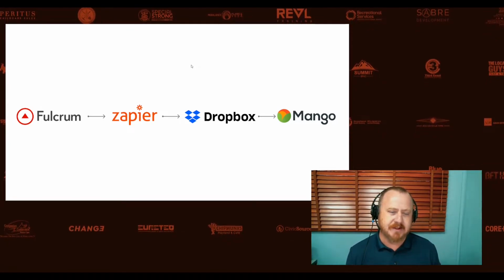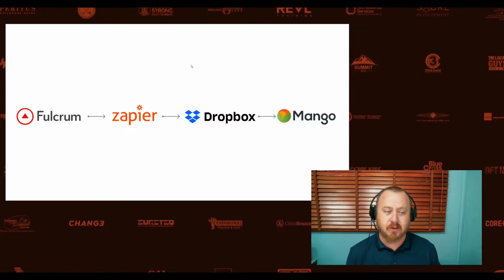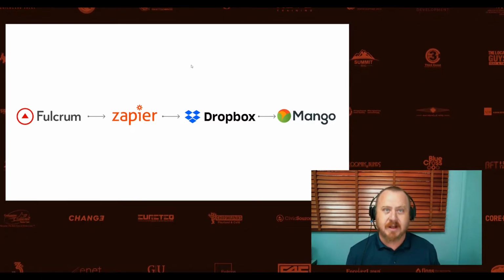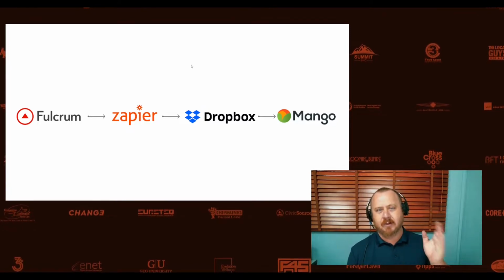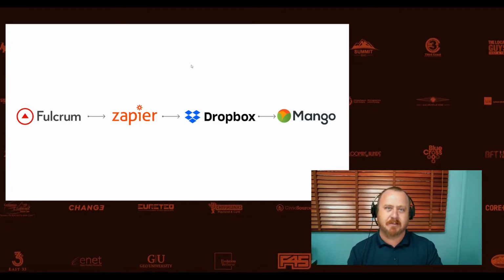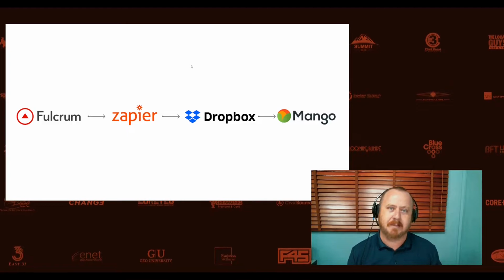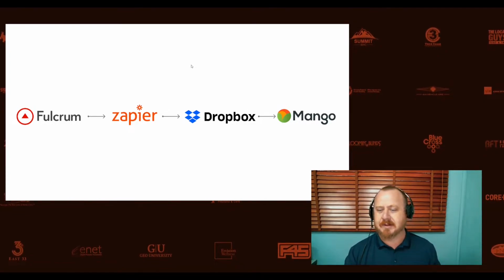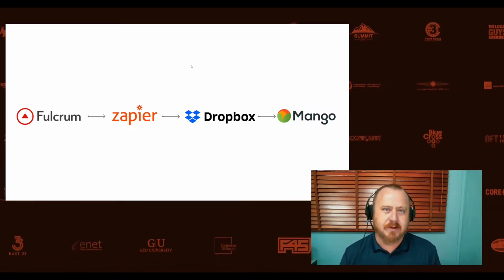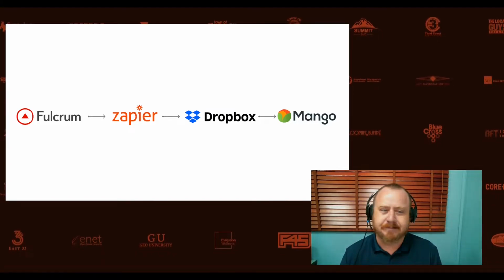So Zapier is going to send that trigger, and using the Fulcrum Data Shares endpoint, we're going to pull in the latest data. We're going to send it to Dropbox, and Mango is going to pull that in from Dropbox and automatically update your maps. So without further ado, let's get into it.